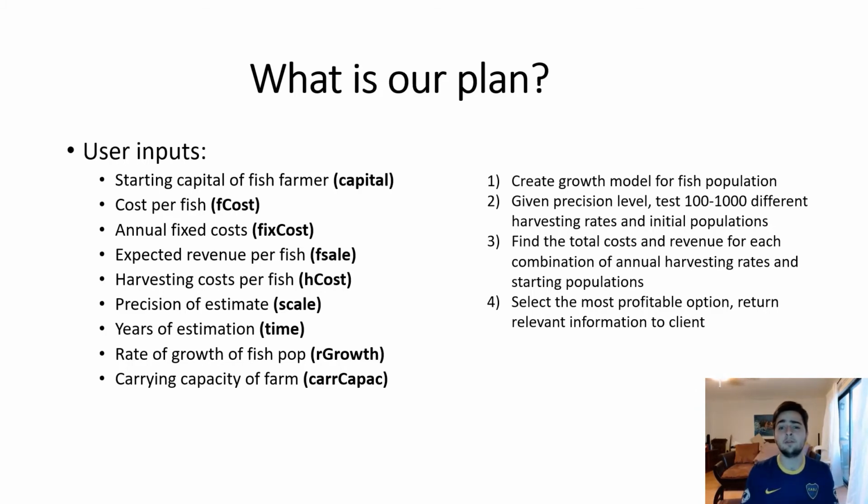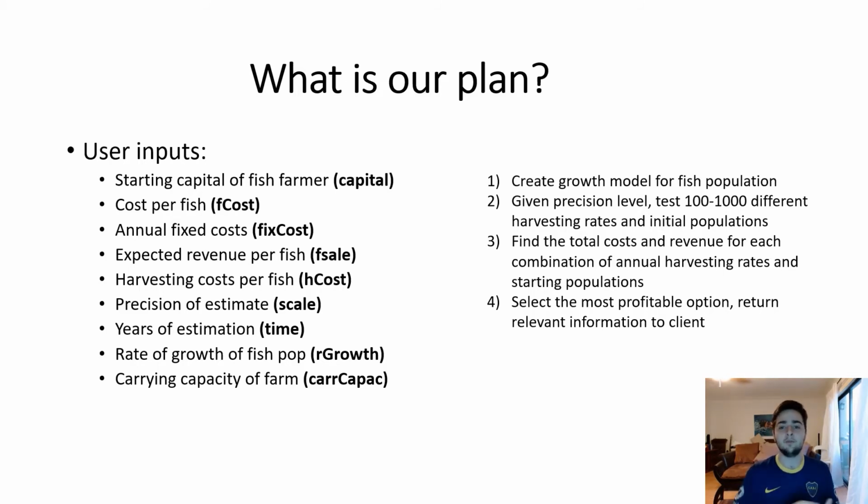First step would be to create a growth model for the fish population. So previously, we were told how the population of a specific fish in a specific pond would change over time. But we might be working with a completely different type of fish and a different type of pond. That is because our fish farmer is going to be giving us his specific carrying capacity and the specific rate of growth for the fish he wants to farm. So we are going to actually create a different growth model using that information.